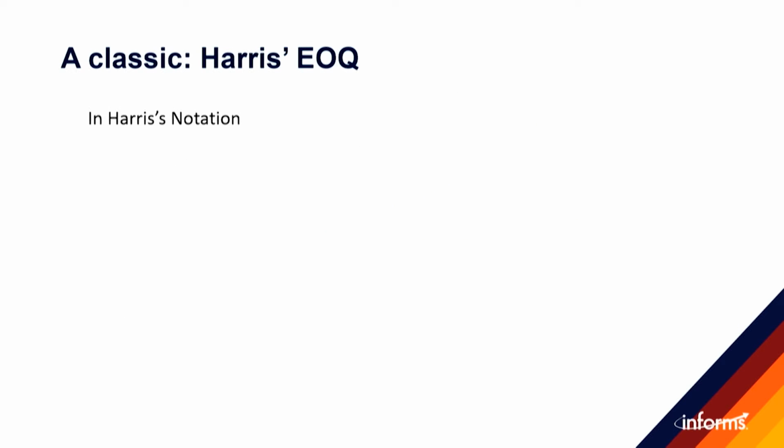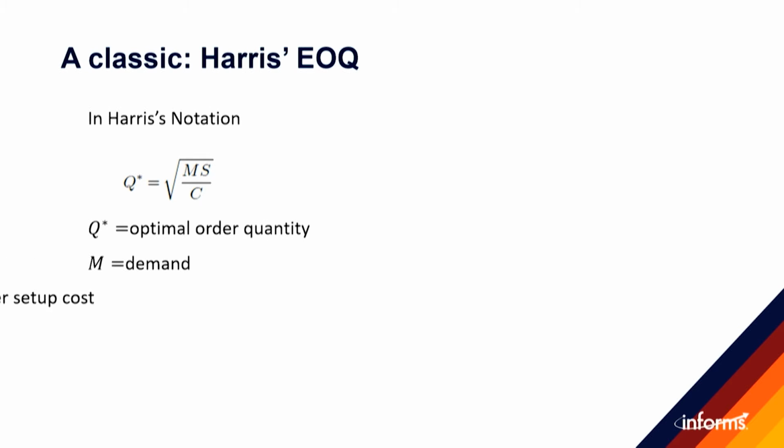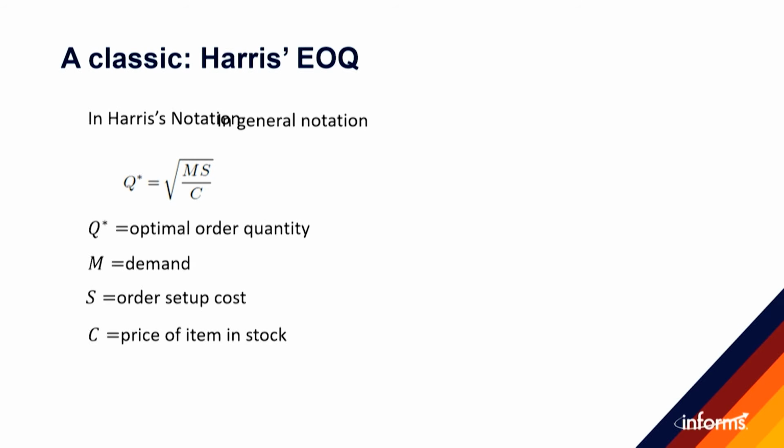The classical inventory model, if we want to write the formula of Harris, was Q star equals root of 2MS over C, where Q star would be your target, so the optimal order quantity, the quantity of interest. M is demand, S is the order setup cost, and C is the cost of holding one item in the stock. So this follows the reasoning that Harris made in 1913 to derive this formula.